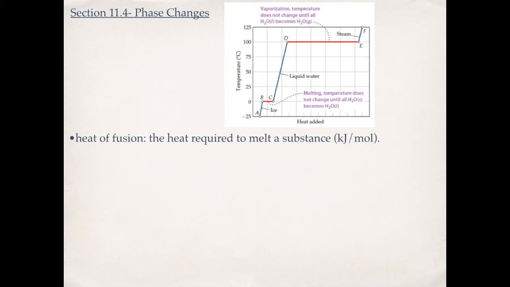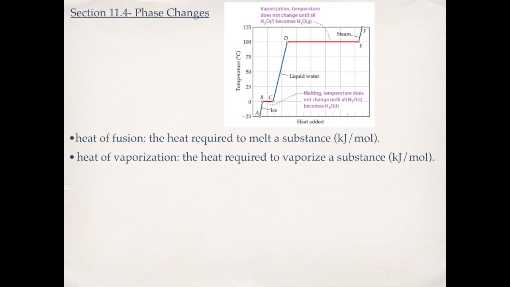There are a couple of terms that we're going to use when we're working with phase changes. The first one is the heat of fusion. The heat of fusion is the heat that's required to melt a substance. Notice the units for heat of fusion are kilojoules per mole. That heat of fusion occurs from B to C. So that's the heat that's required to melt the substance. Another term we're going to talk about is heat of vaporization. The heat of vaporization is the heat that's needed to vaporize the substance, to take it from a liquid to a gas, so that would be from D to E.